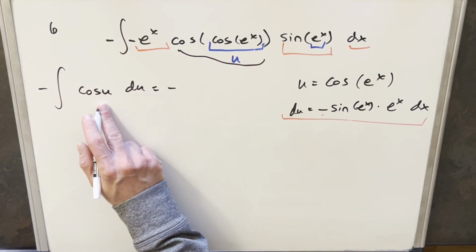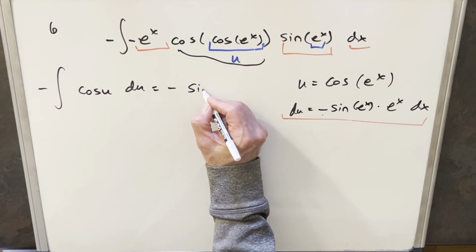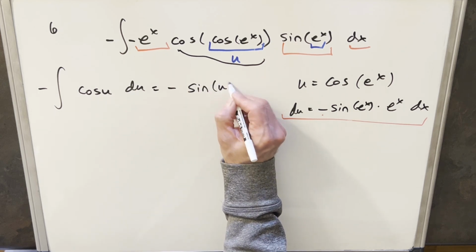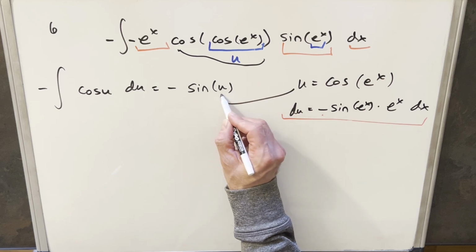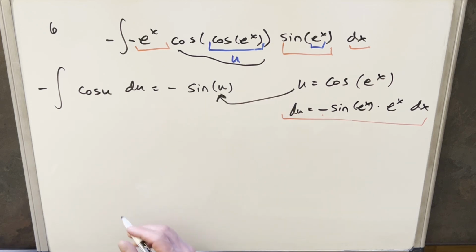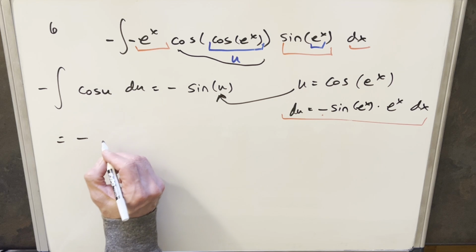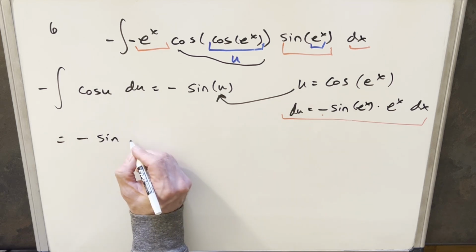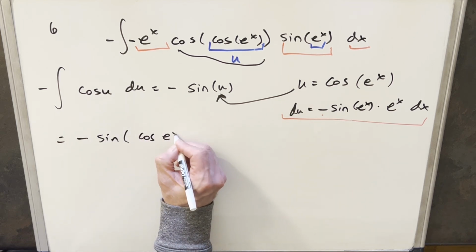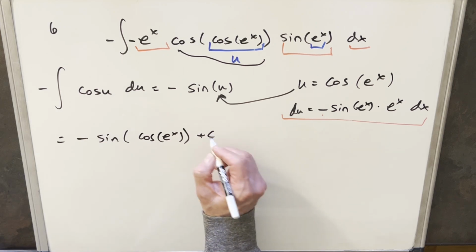So now we'll just integrate. We'll have our minus sign, integral of cosine u. It's just going to be sine of u. And then I just need to back substitute right here in order to finish it. So for the final solution, we're going to have minus sine of this thing, which is cosine e to the x, plus c, and that's it.